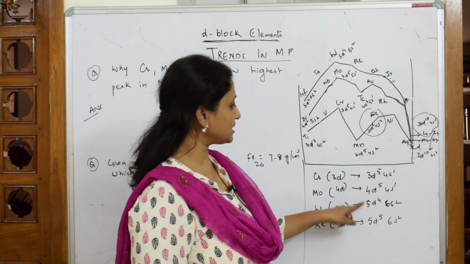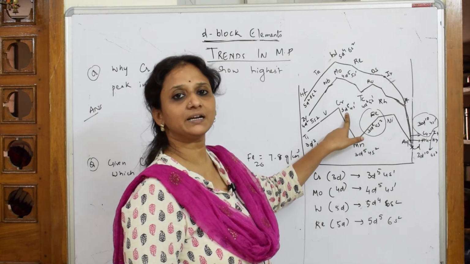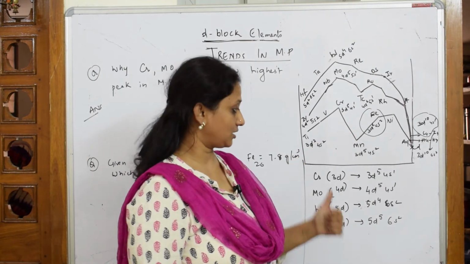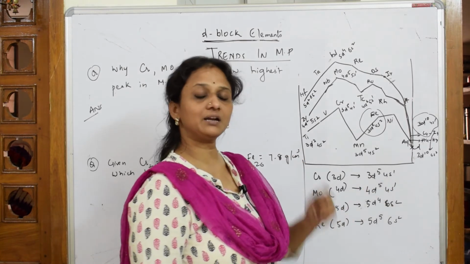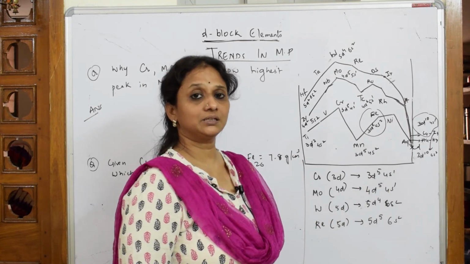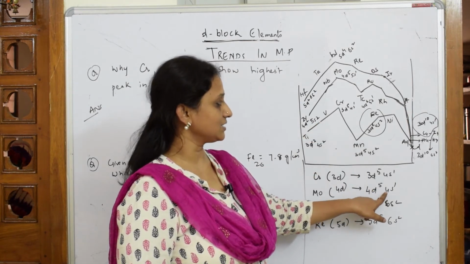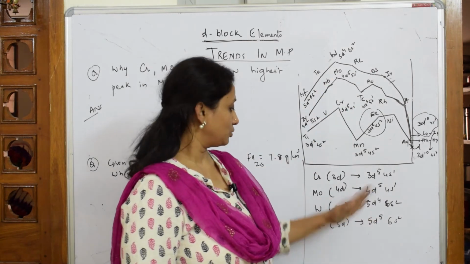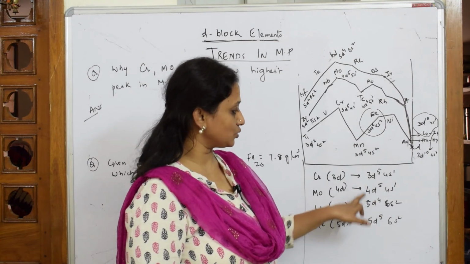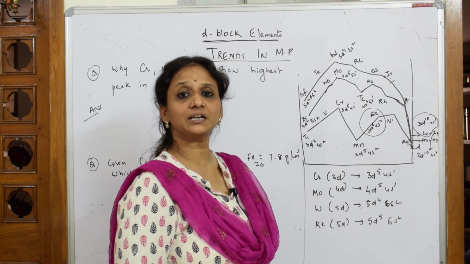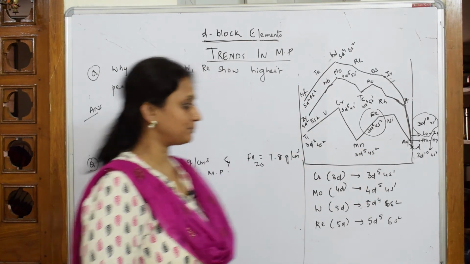Because of the presence of unpaired electrons, chromium is highest. On top of that, it is half filled, and this presence of unpaired electrons makes the melting point of chromium higher. More than that, tungsten, compared to these two, has more unpaired electrons, so it is a bit higher than that.